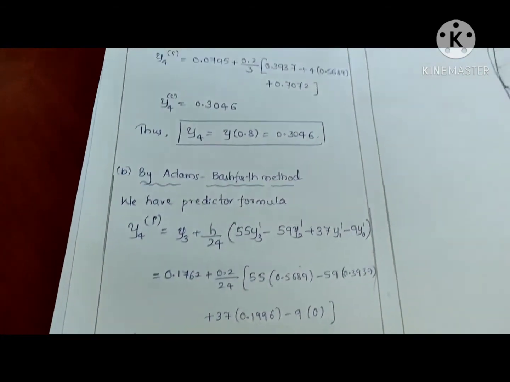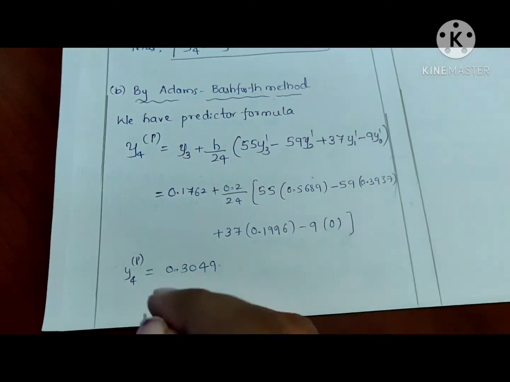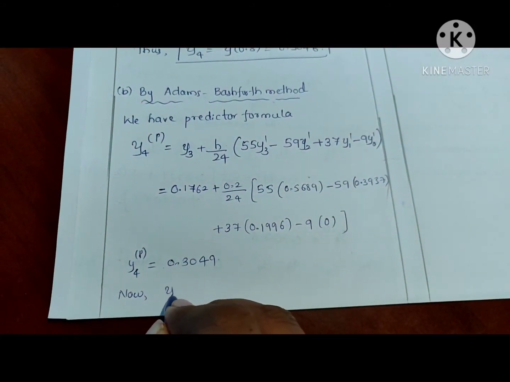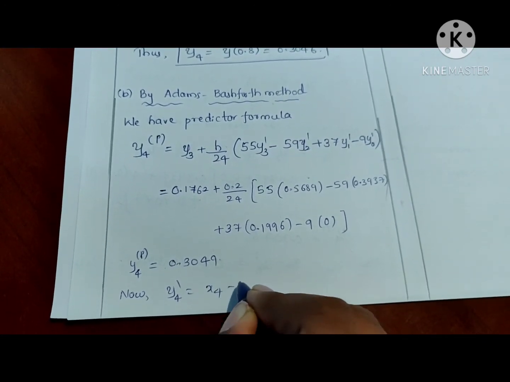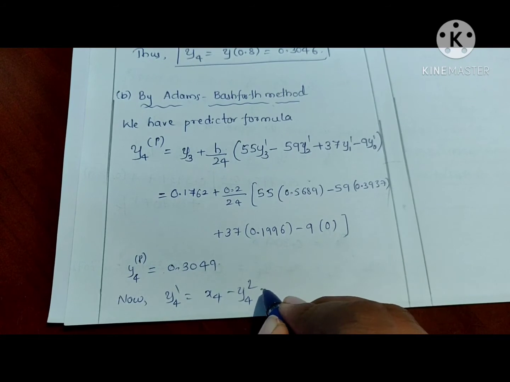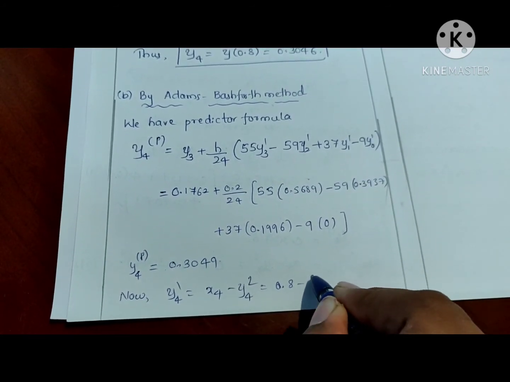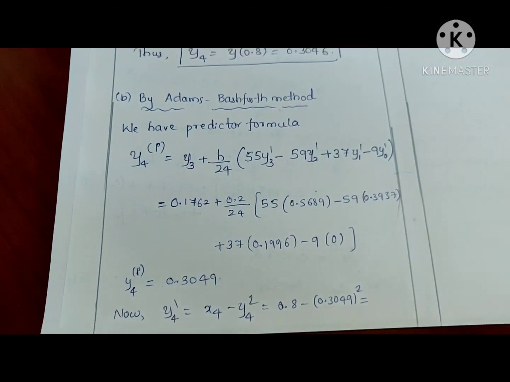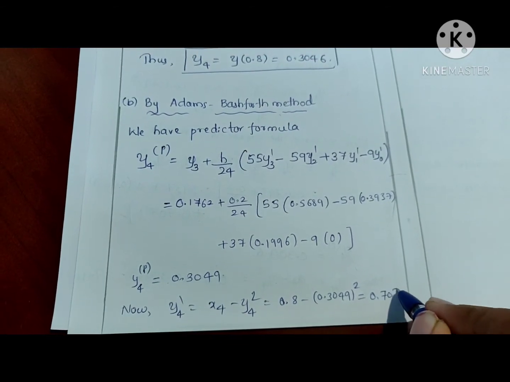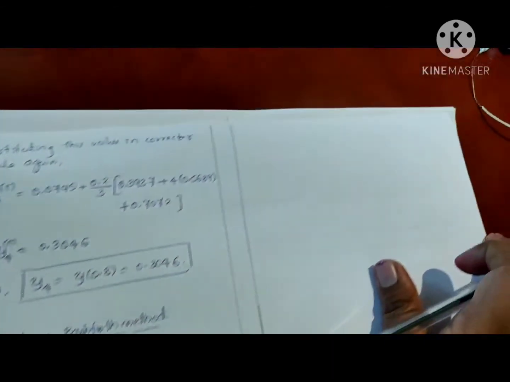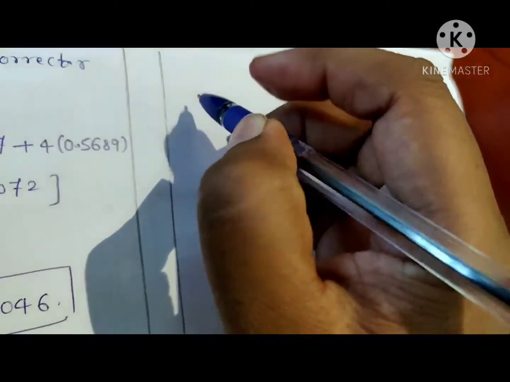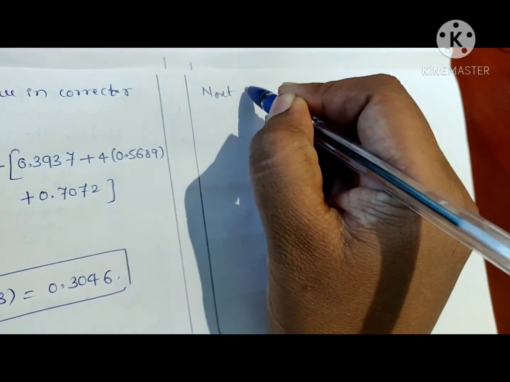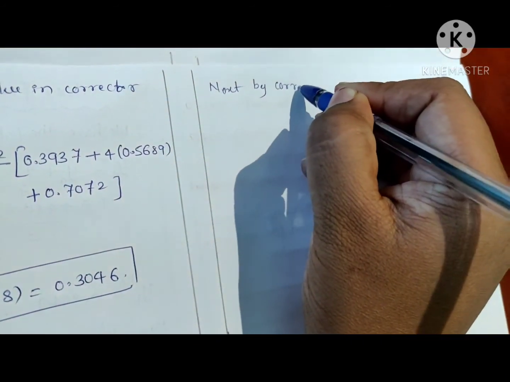Again here also the same method. We need to compute y4 dash first before going to the corrector formula. So y4 dash is x4 minus y4 squared. So it is 0.8 minus 0.3049 whole square. When you simplify it, you will get 0.707. Next, write down the corrector formula.